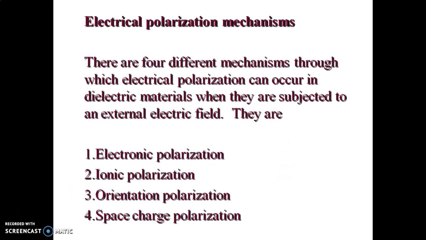Now in part 1, we were left with this slide where we are about to discuss the different types of polarizations. I just mentioned that there are 4 types of polarization. One is electronic polarization, the second one is ionic polarization, the third one is orientation polarization, and the fourth one is space charge polarization. Now let us discuss these mechanisms one by one.